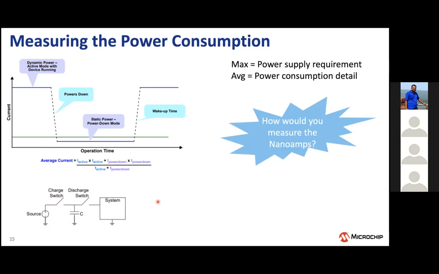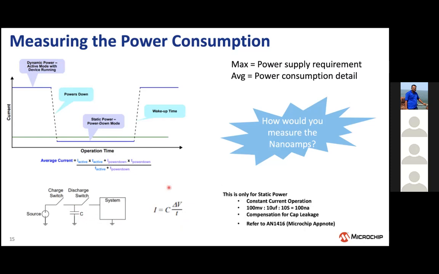With that discharge rate with respect to time, you can use this equation. It's a standard equation derived out of Q = CV, right? dQ/dt is nothing but I. So you could get the current that is consumed, even if it is in nanoamps. Now, the only problem here is that you have to know the self-discharge of these capacitors.